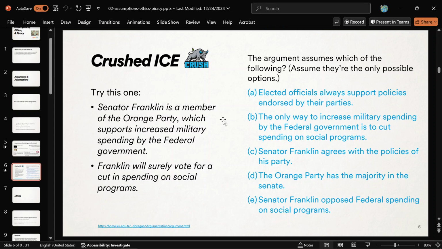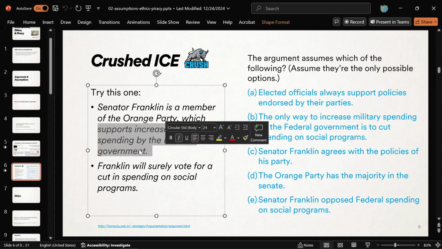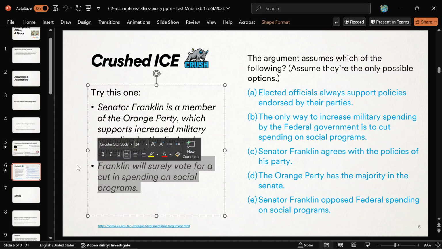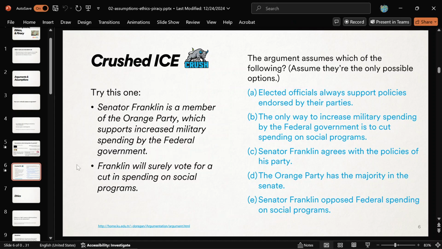Senator Franklin is a member of the Orange Party, which apparently supports increased military spending by the federal government. So that's fact 1, all right? And then the argument from that fact is that Franklin will surely vote for a cut in spending on social programs, right? So that's an argument, okay? Somebody's arguing something. Those are the 2 bullets that make up the argument.